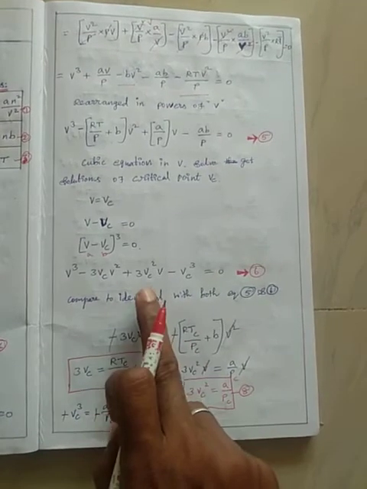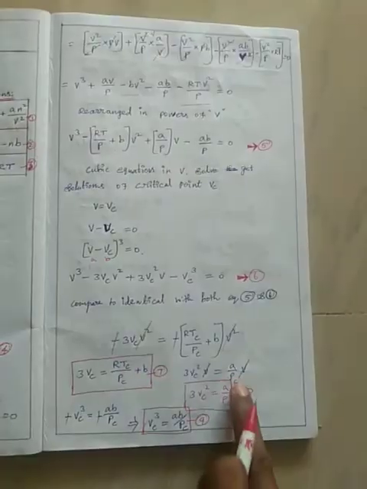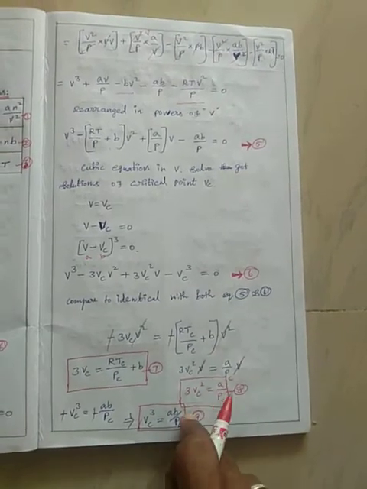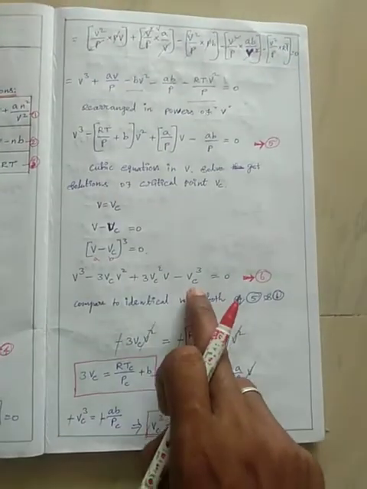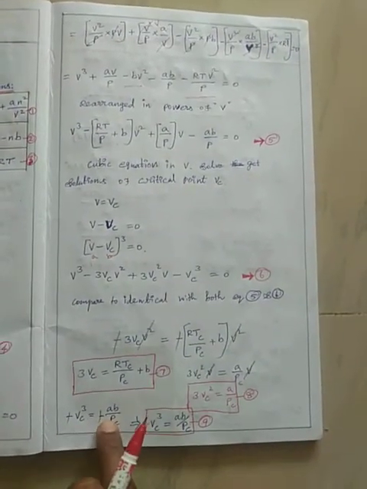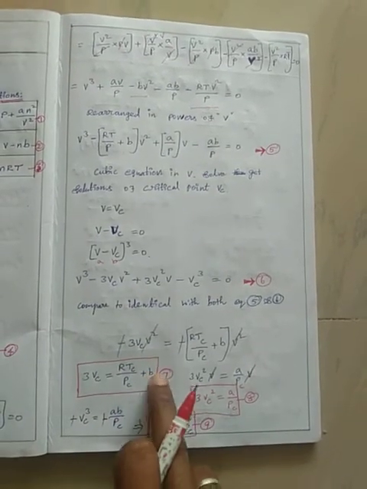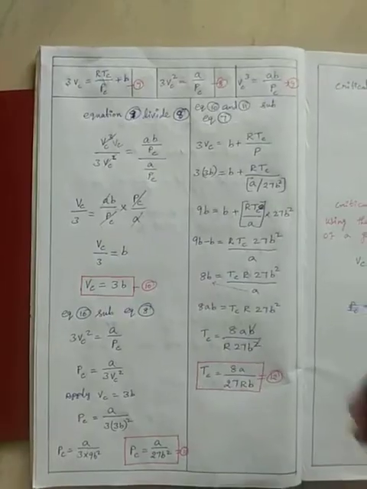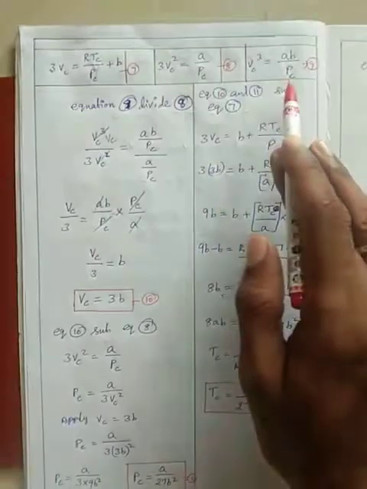Next, equate plus 3Vc squared V equals a divided by P into V. So V cancels, 3Vc squared equals a by Pc. Next, equate to minus 3Vc squared: minus 3Vc squared equals minus ab by Pc. So the minus will be cancelled, so Vc cubed equals ab by Pc. So equations 7, 8, 9 will be applied under the conditions, and we compare equations 7, 8, 9.